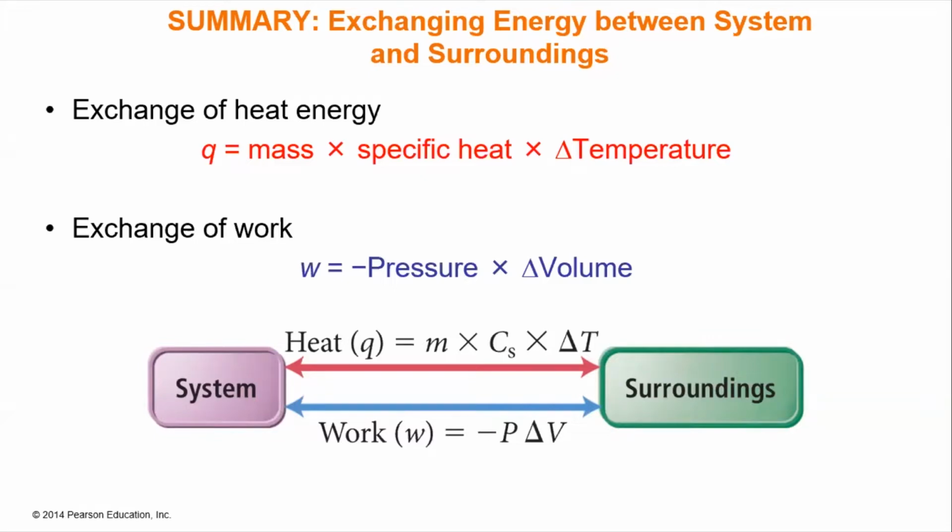There are two ways in which our system can exchange energy with the surroundings. They are heat and work. Remember, heat and work are not energy that the system contains. It's energy that it exchanges with the surroundings, and they are measured as such. Heat is calculated by taking the mass times the specific heat times the temperature change of our system, and that's how we calculate the heat.